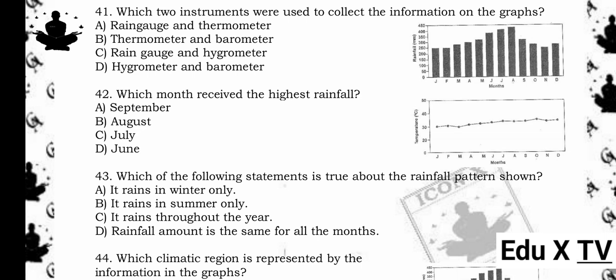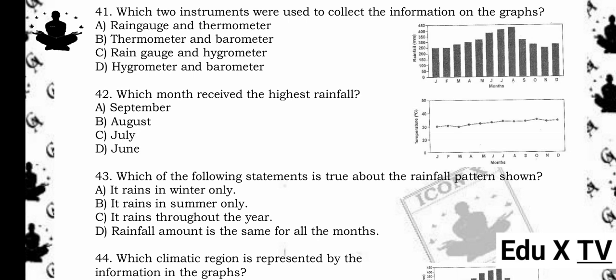42. Which month received the highest rainfall? A. September. B. August. C. July. D. June. The answer is C. July. Reason being, the rainfall graph shows the highest rainfall peak in July.